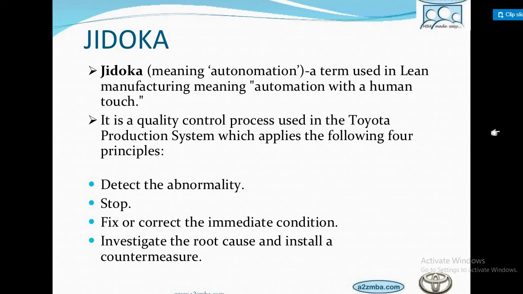Going further, we have also studied that the second or third pillar of the Toyota Production System is Jidoka. What is meant by Jidoka? The meaning of Jidoka is automation. As we all know, automation is the most commonly used concept nowadays, a term used in lean manufacturing, meaning automation with a human touch.